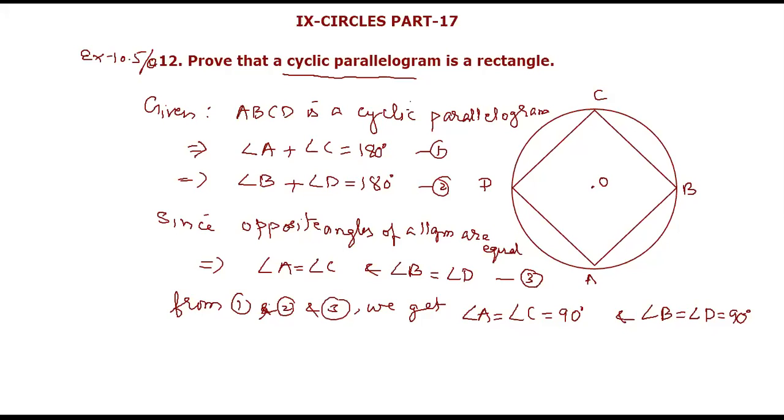So we got each angle 90 degrees. Angle A is 90 degrees, angle C is 90 degrees, angle B is 90 degrees, angle D is 90 degrees, which shows that ABCD is a rectangle.